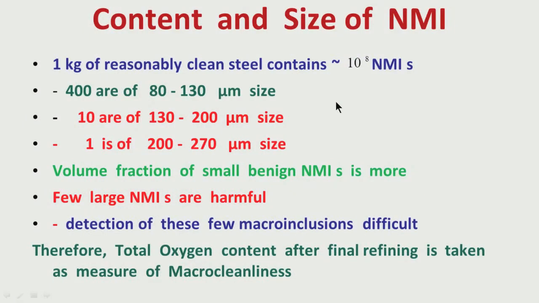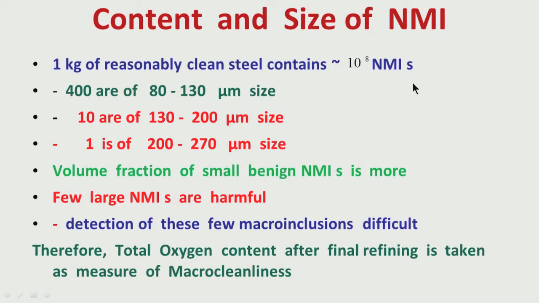Now this is an important issue. I have told that no steel is free from inclusions. Now, in 1 kg of reasonably clean steel, can you imagine how many inclusions will be there? I have mentioned here 10 to the power 8. So many inclusions are present in 1 kg of reasonably clean steel. It is not a dirty steel I am talking about, I am talking of clean steel, reasonably clean steel.